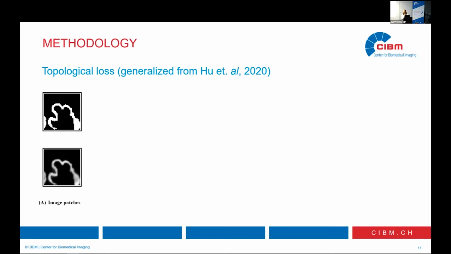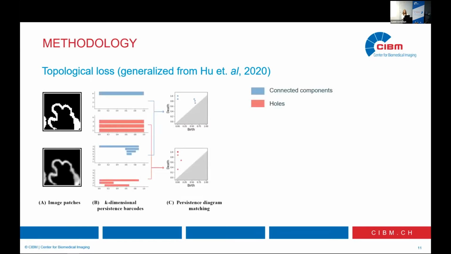So in practice, what we want to do is to compare directly our probability map we see here at the top to the ground truth image we aim to generate. What we do is that we first filter both the connected components and the holes in the images with persistent homology, and we report all these different components in the persistence diagram per dimension, so the holes together and the connected components on the other side.